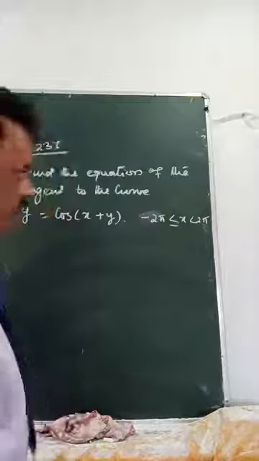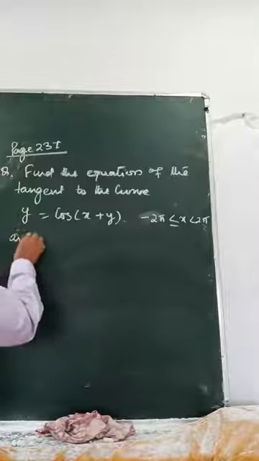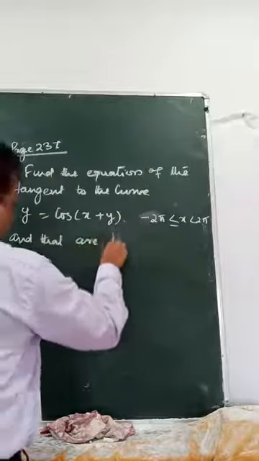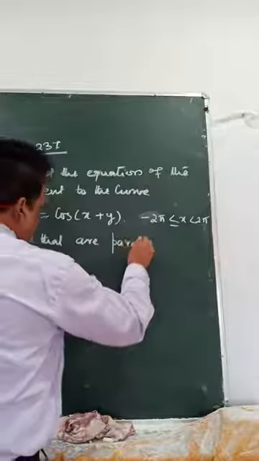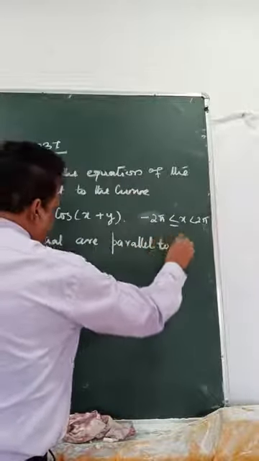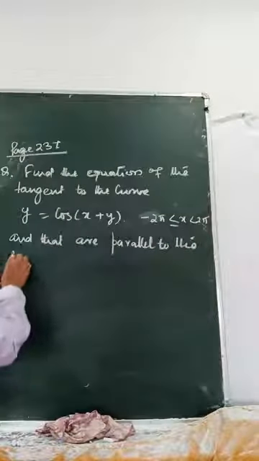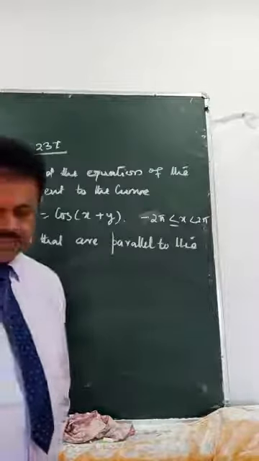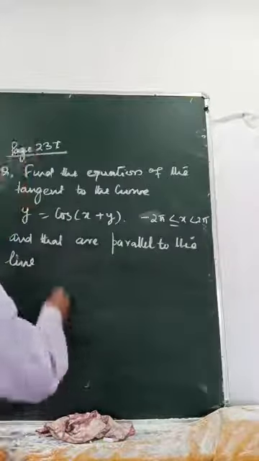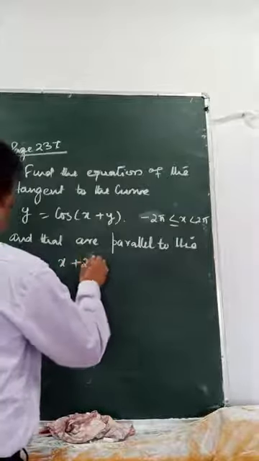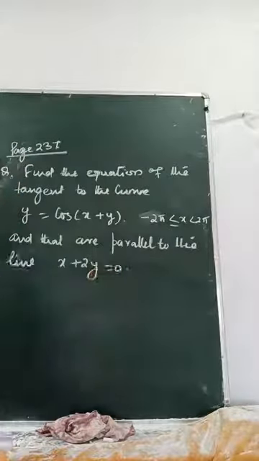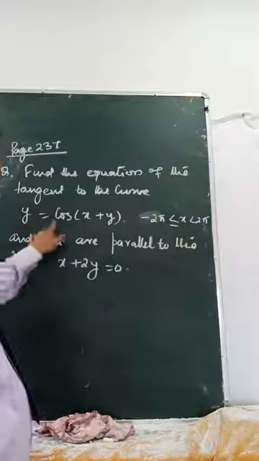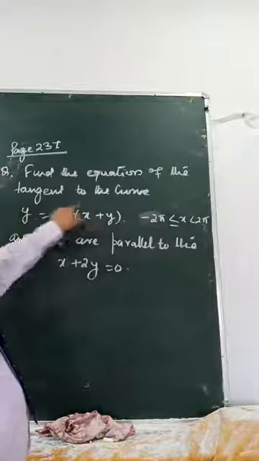and that are parallel to the line x plus 2y equals 0. That is what is given. Okay, this type of question we have already discussed. I took this question only to show this complicated part of this derivative.